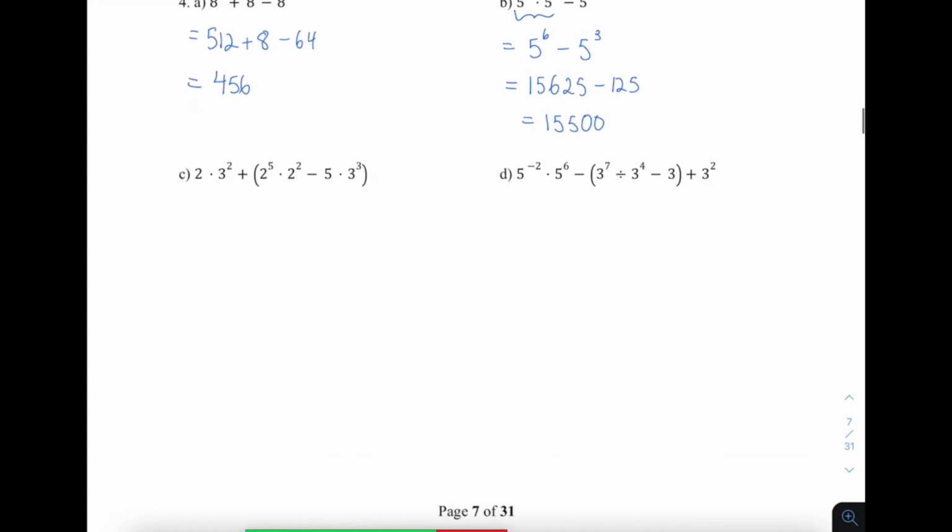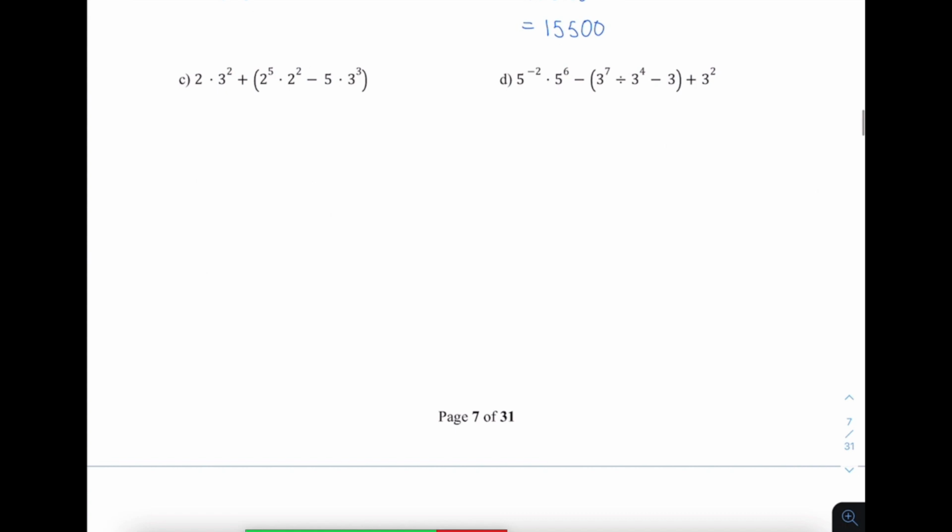We might have to break this down a little bit. So I can see multiplication, multiplication, multiplication, but of these, only this one here has the same base. So I'm allowed to use the rule here, but for the other ones, I can't use a rule. I have to evaluate the powers. So this is going to be 2 times 9 plus 2 to the power of 7 subtract 5 times 27. So there's no way to combine two bases if they're not the same.